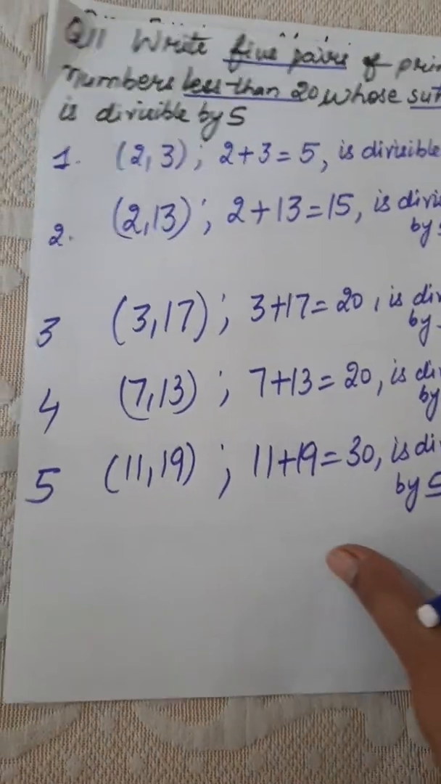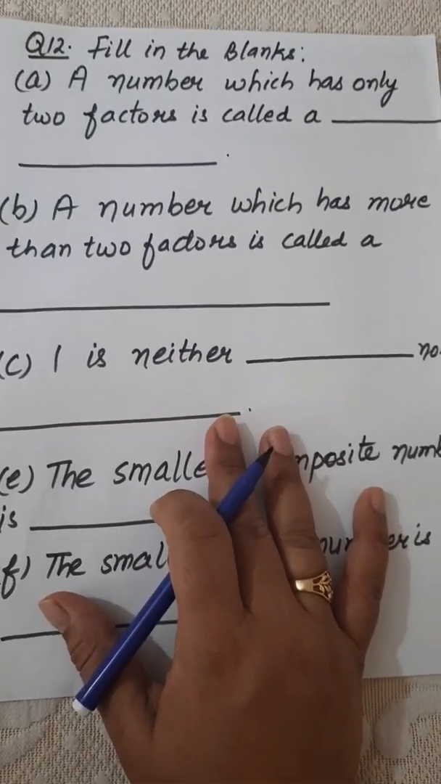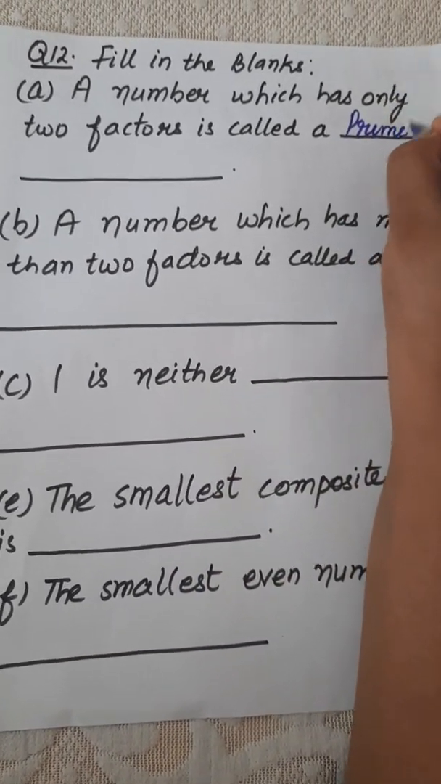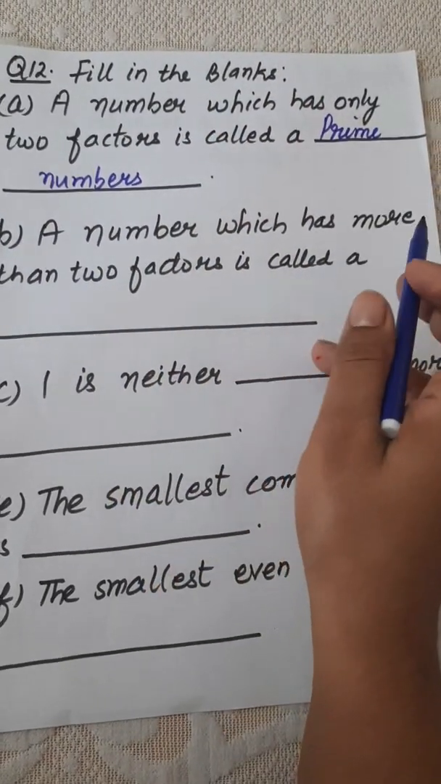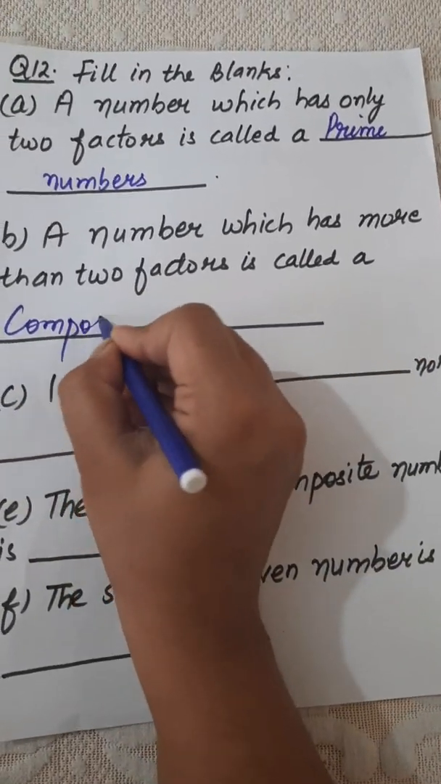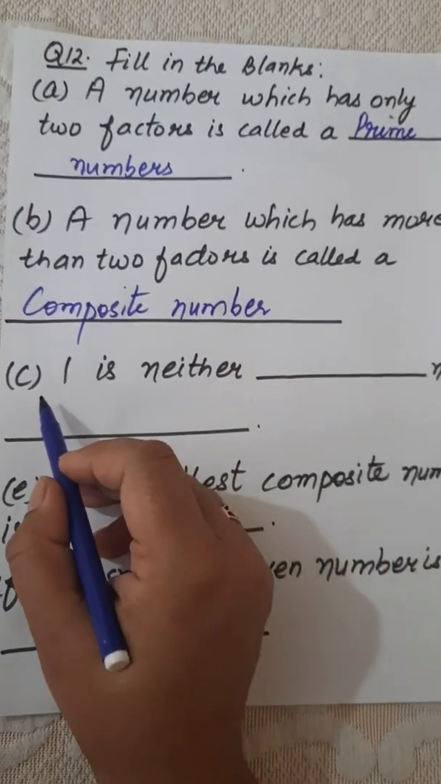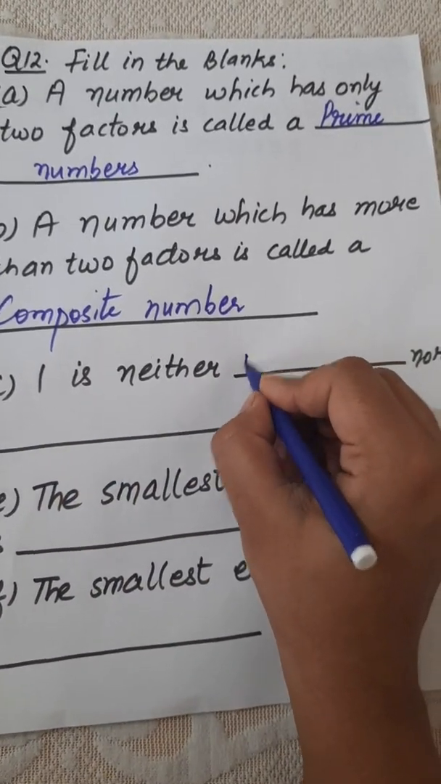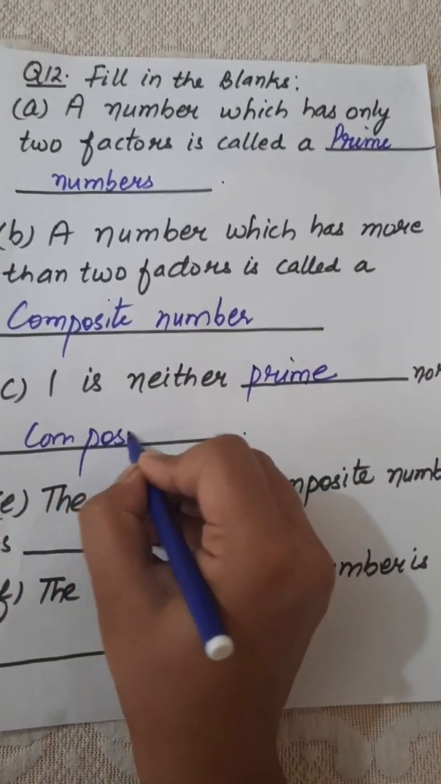Now the next is question number 12, filling the blanks. First is a number which has only 2 factors. We know that a number which has only 2 factors is called a prime number. A number which has more than 2 factors is called a composite number. Now C: 1 is neither dash nor dash. We know that 1 is a unique number and it is neither prime nor composite.